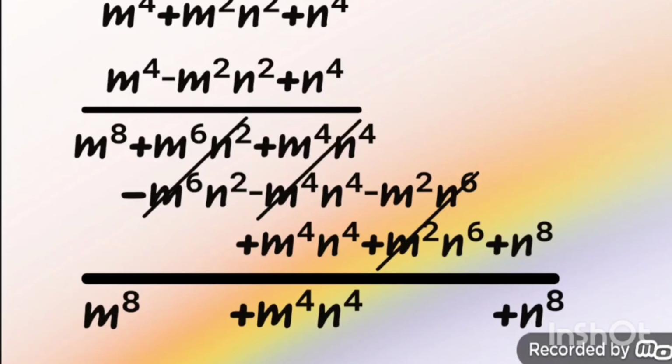So this is the final product, m raised to power 8 plus m raised to power 4 n raised to power 4 plus n raised to power 8. This is the product of given three polynomials in the question number 9.